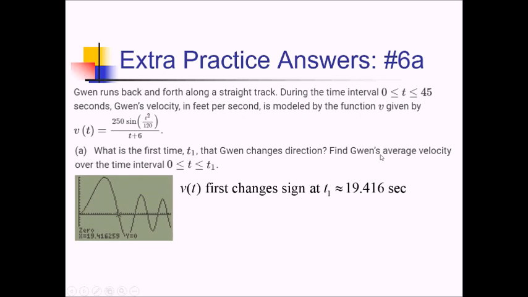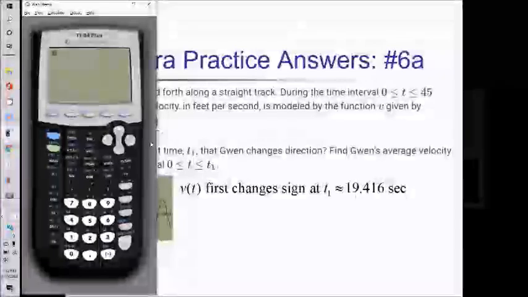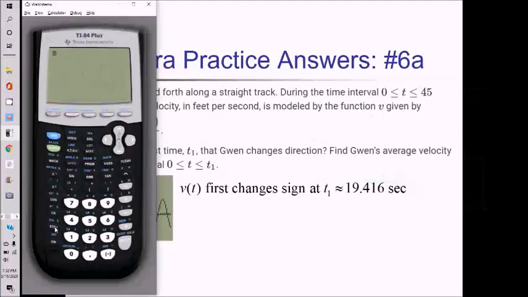And now we want the average velocity from 0 to T1. So let me go back to my calculator, actually, and I'm going to quit out, and I'm going to store what I just got for T1. I'm going to store that as, they want me to use, alpha A.